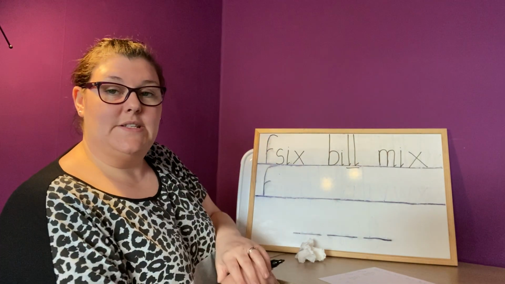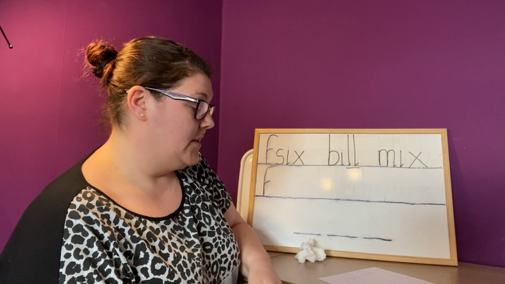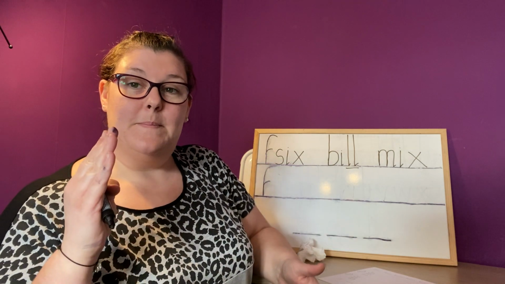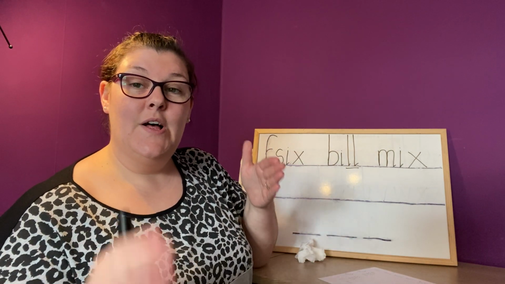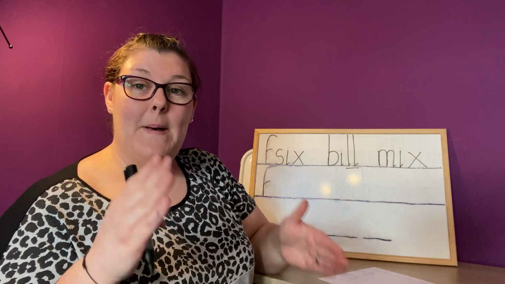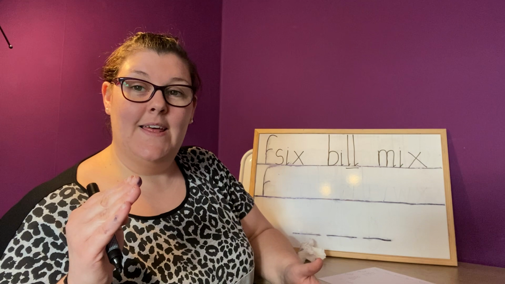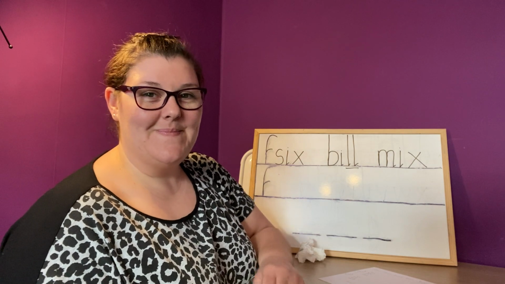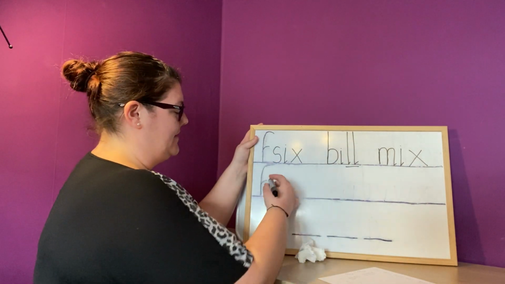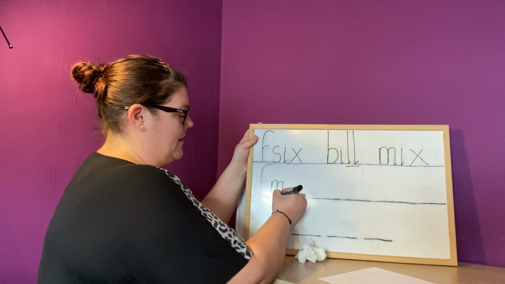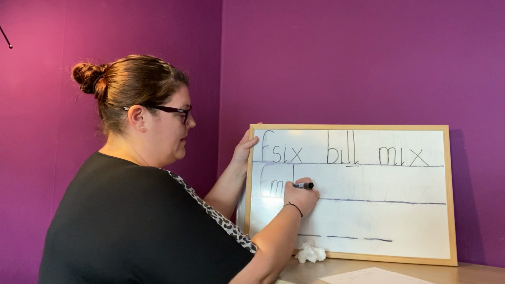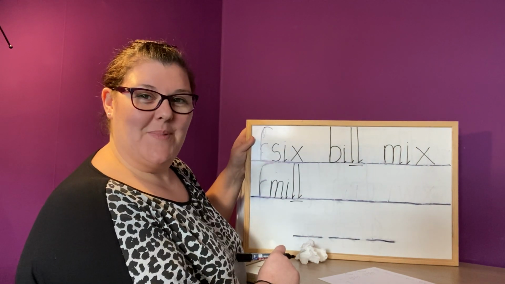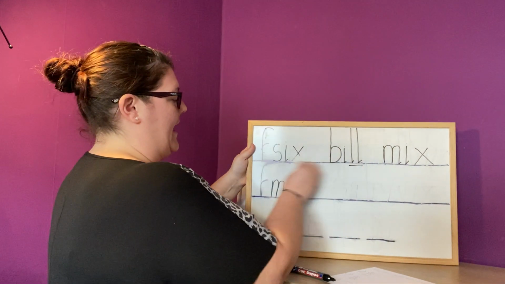Right, last one then that we're going to build before our sentence, and that word is mill. Mill. Let's segment it. Ill. Well done, and again. Mill. Write it on your paper for me. Tell me the sounds. Two letters, one sound. Well done, everybody. You did brilliantly then.